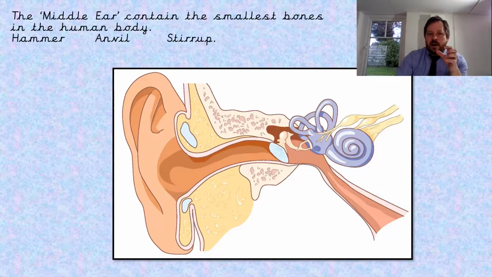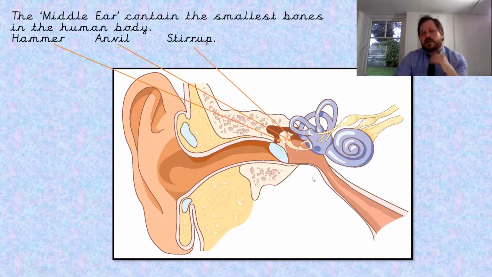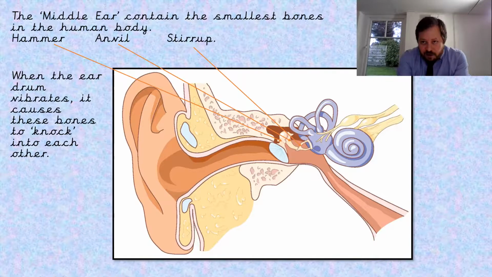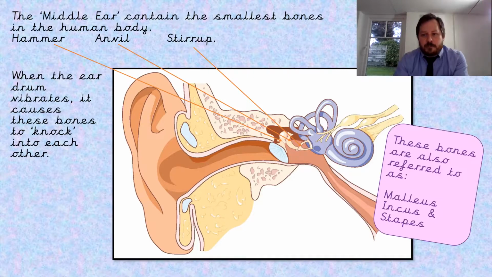called the hammer, anvil, stirrup. This is the hammer, which is the first part. The anvil is between the hammer and stirrup, and the stirrup is this bit here. If you know anything about horses, look at the shape and you know it looks like a stirrup, and therefore why it is called a stirrup. So when the eardrum vibrates, it causes these bones to knock into each other. The hammer vibrates first as the eardrum vibrates, which knocks into the anvil, causing the stirrup to move as well. These bones are also referred to as the malleus, incus, and stapes.